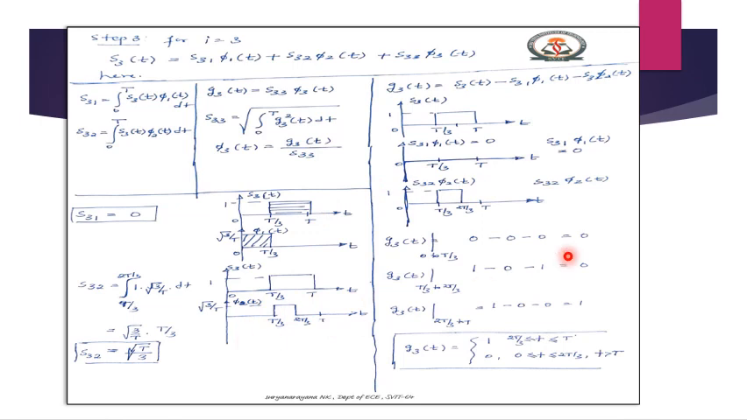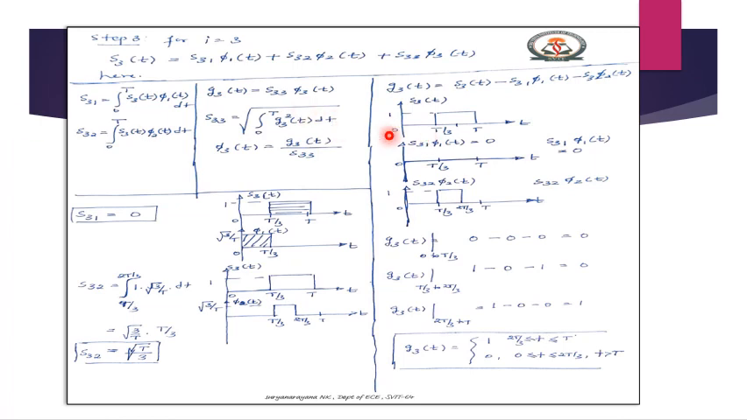like root 3 by T. So the resulting waveform has been written here, and the value is also written here: s32 into phi 2 of t is nothing but equal to 1. So when we substitute these values in the above equation, we will get the values of g3 of t, where t ranges from 0 to T by 3, the whole value will be 0.